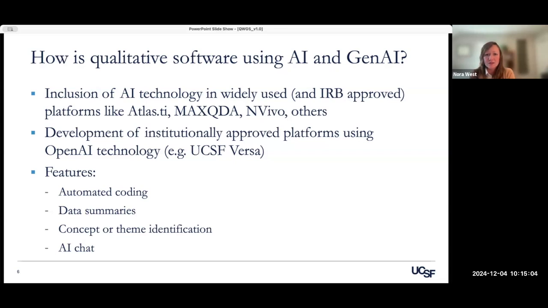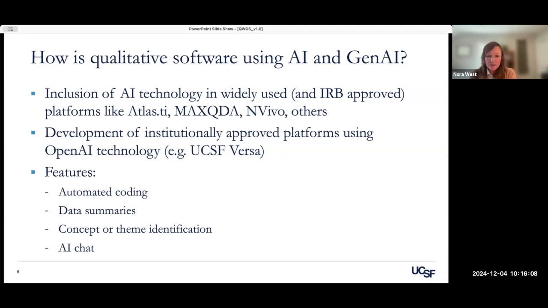And then we're also seeing institutionally approved platforms. I'm going to use UCSF Versa as an example, but I know many of you are from other institutions, and you probably see at your own institutions platforms that are using OpenAI technology. These features, specifically talking to the qualitative platforms, have things like automated coding, data summaries, like I will summarize this transcript for you, here's a theme, here's how you can chat with AI, and you can give information into this AI platform and say, I'm interested in XYZ. Can you tell me about that from my data?